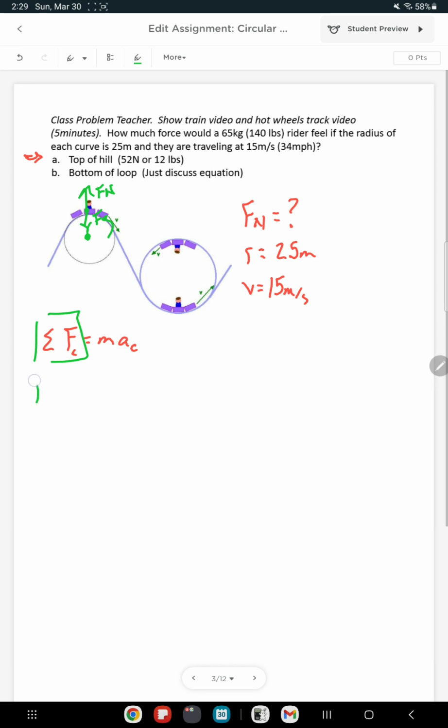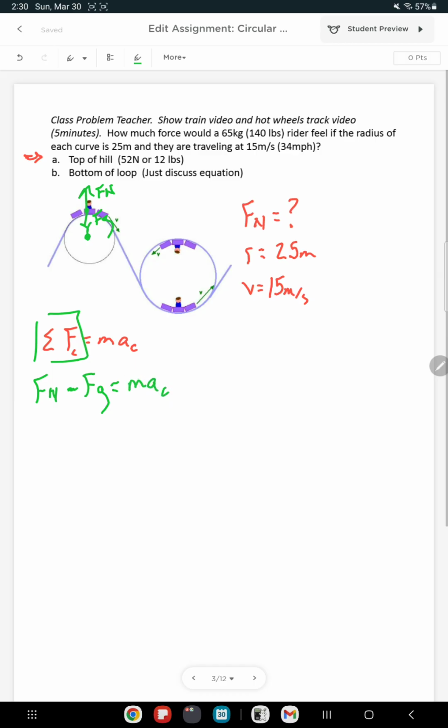The track pushing up, I'm going to call that Fn. And what's pushing down on us is Fg. These two together are giving us the centripetal force. The centripetal force by itself is not a force. It's due to other forces. Circular motion forces are due to other forces that we've already talked about. So normal force and gravitational force, one's up, one's down, so we subtract them, equals m a_c.